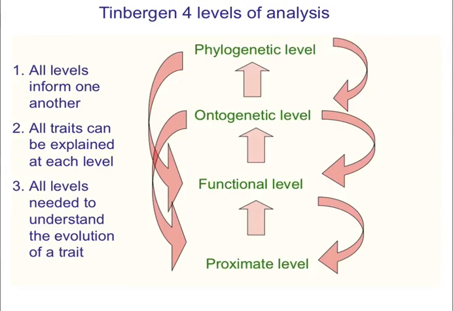So those are the four levels: the phylogenetic, ontogenetic, functional, and proximate. But the interesting thing and why they're so powerful is all levels inform one another. If you understand the phylogeny of a behavior, it helps you understand the proximate level. If you understand the ontogenetic level, it helps you understand the functional level, and so on. And all traits can be explained at each level. And the most important thing is that all levels are needed to understand the evolution of a trait.